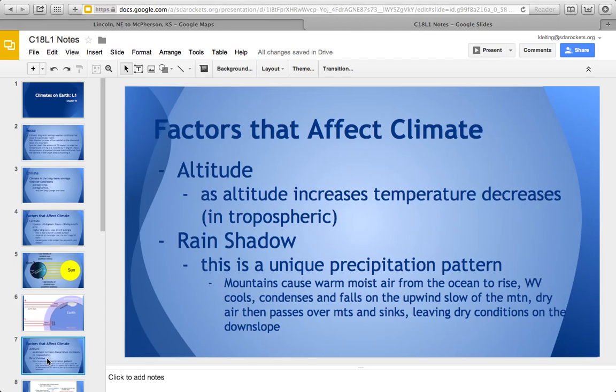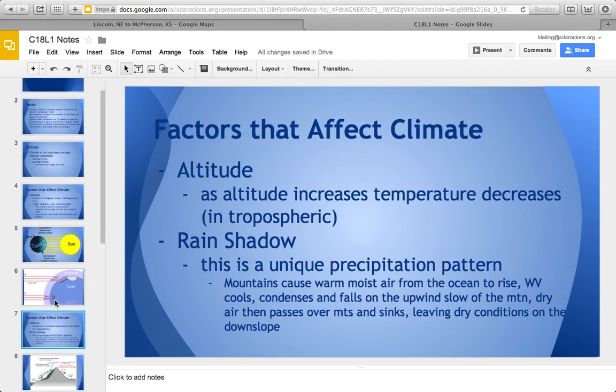Rain shadow. This is a unique precipitation pattern. Mountains cause warm, moist air from the ocean to rise. This is going to be water vapor, WV. Water vapor cools, condenses, and falls on the upwind slope. Should be slope of the mountain. Dry air then passes over the mountains and sinks, leaving dry conditions on the downslope.